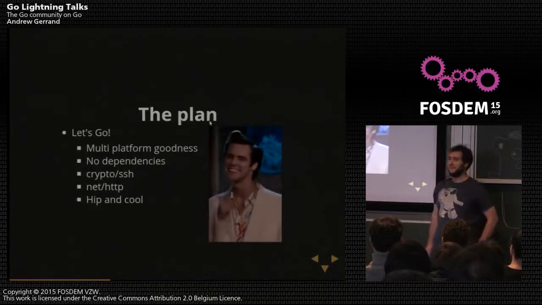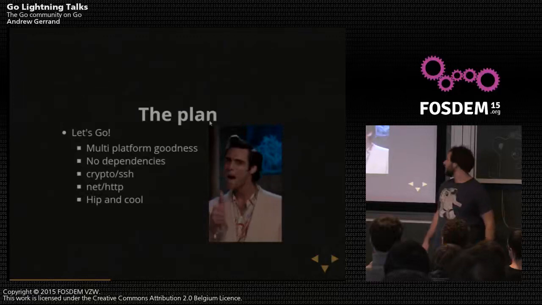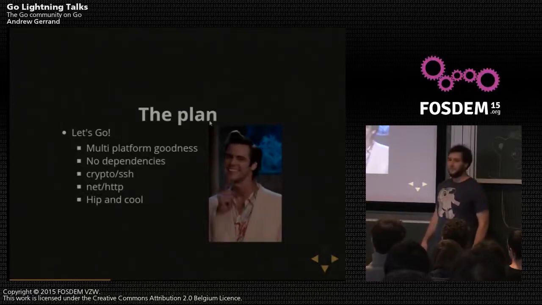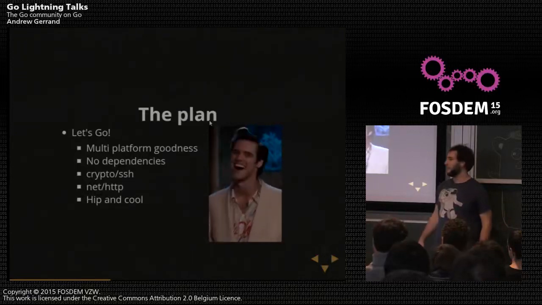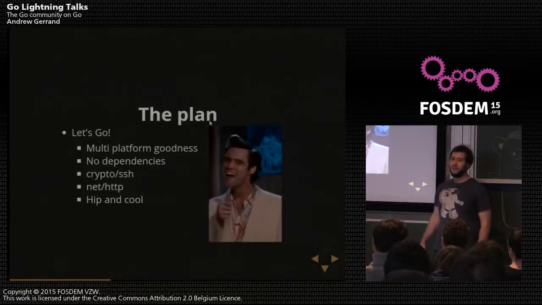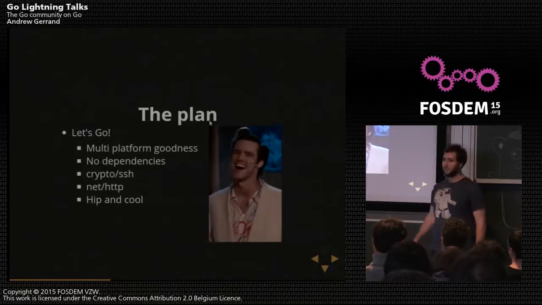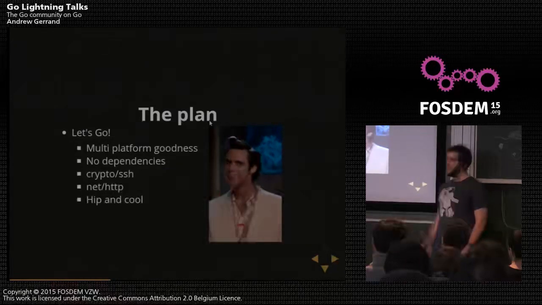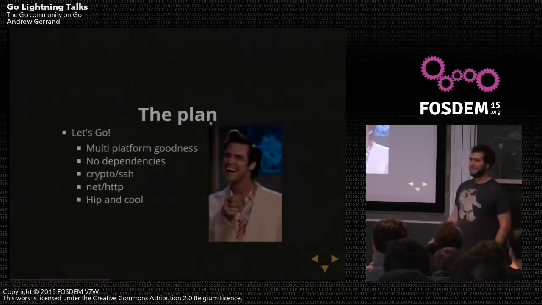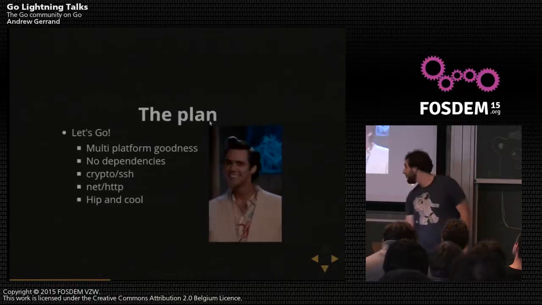So the plan, after some consideration: Go seems like an ideal tool. It has multi-platform support. It solves the dependency problem by statically compiling everything. It has the crypto SSH library, which is awesome, and the net/http library, which is also very awesome. And it's hip and cool, it's the thing that's most popular, that companies use, so why not?